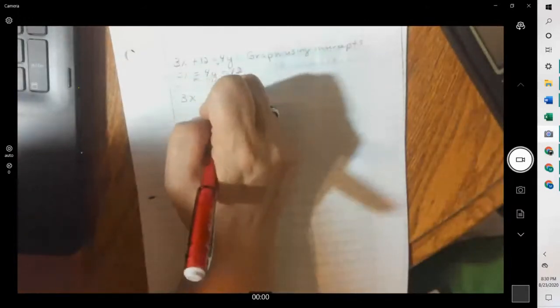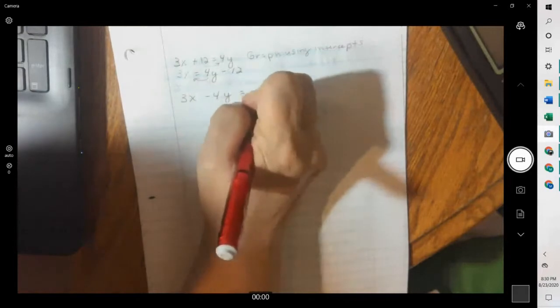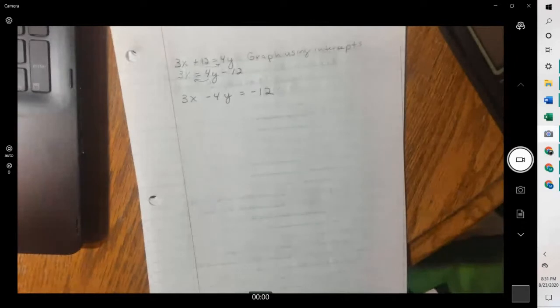So if I bring this 12 over, it becomes a minus 12. And then I'm going to bring the 4y this way, so that I have 3x minus 4y equals a negative 12. So I subtracted the 12 from the one side, and then I'm bringing the 4y over here, and you'll see why in a minute: it makes finding x- and y-intercepts much easier.